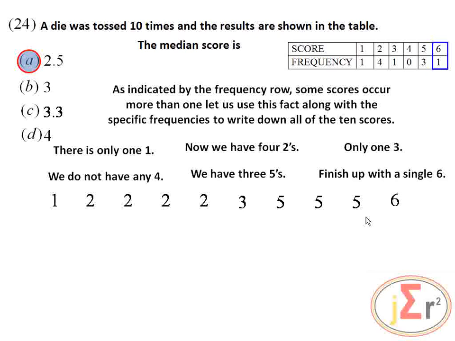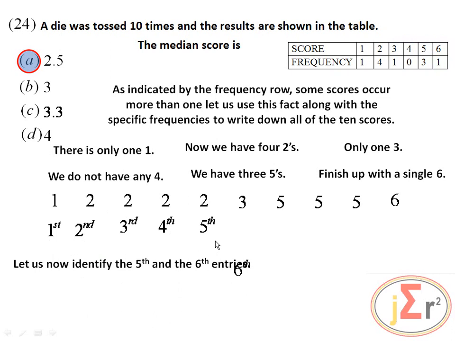We have all of the 10 scores that are suggested in the statement of the problem, and that is verified by the table and demonstrated by the list that we have right here. Let us now identify the 5th and the 6th entries. 1st, 2nd, 3rd, 4th, 5th, 6th. Right, so the 5th entry is a 2 and the 6th entry is a 3.